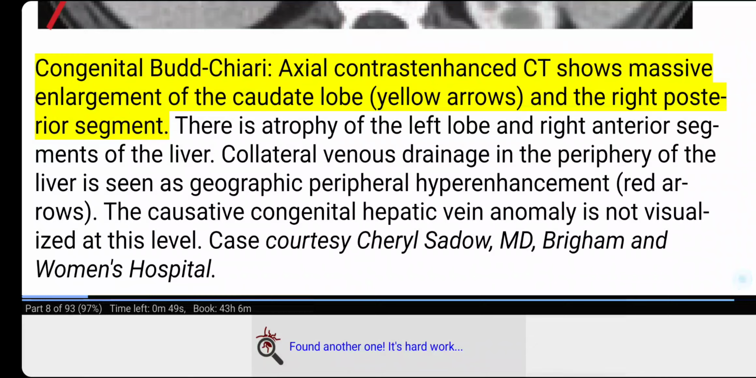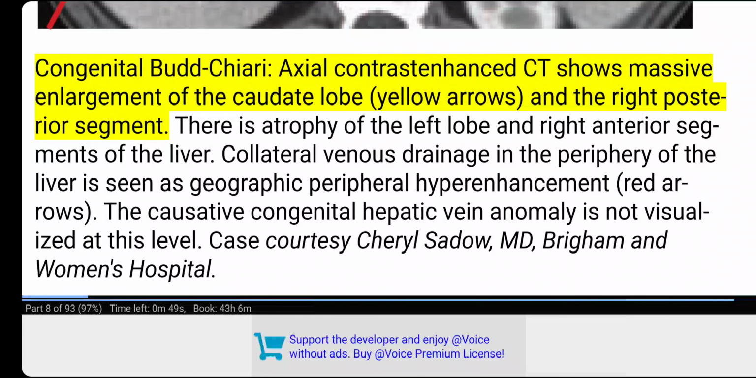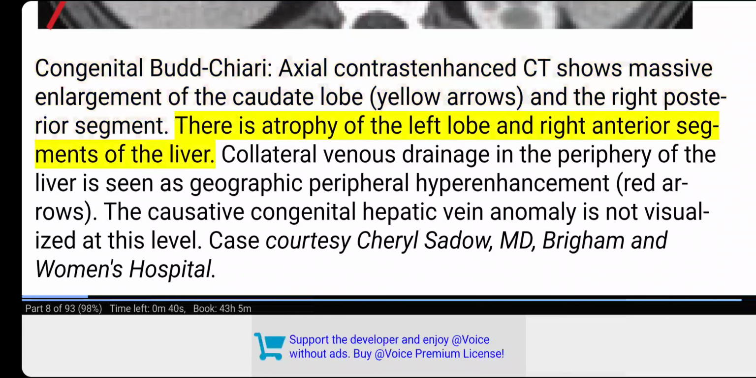Congenital Budd-Chiari. Axial contrast-enhanced CT shows massive enlargement of the caudate lobe, yellow arrows, and the right posterior segment. There is atrophy of the left lobe and right anterior segments of the liver. Collateral venous drainage in the periphery of the liver is seen as geographic peripheral hyperenhancement, red arrows. The causative congenital hepatic vein anomaly is not visualized at this level. Case courtesy Cheryl Sado, MD, Brigham and Women's Hospital.